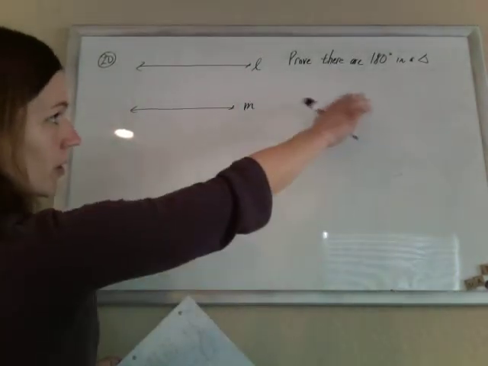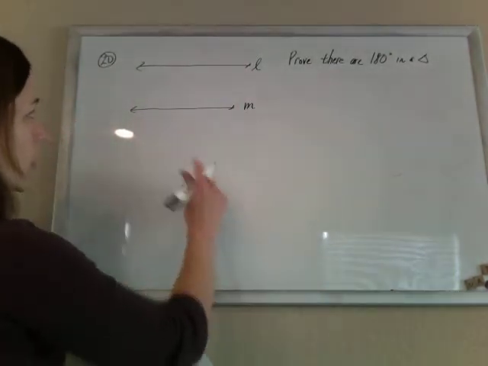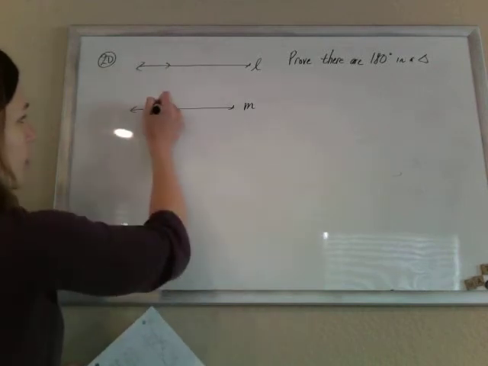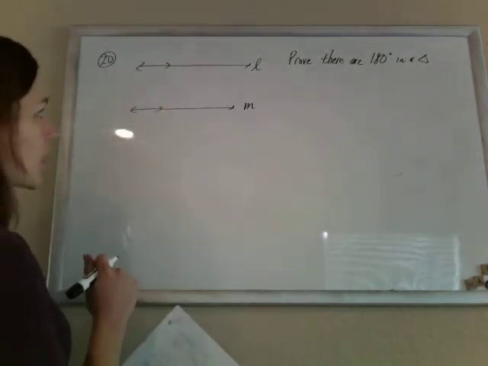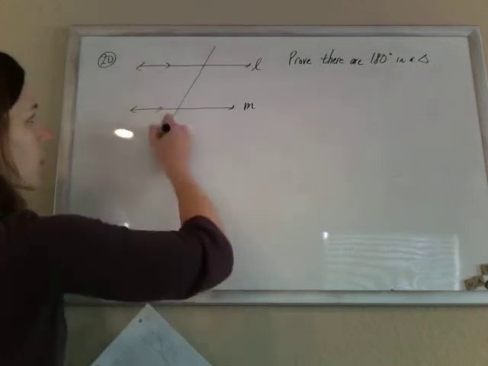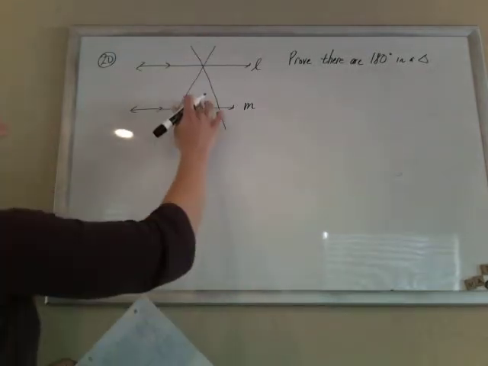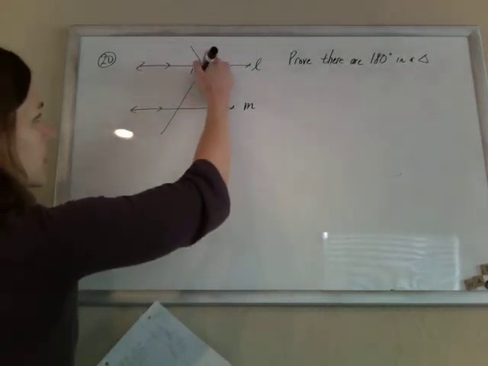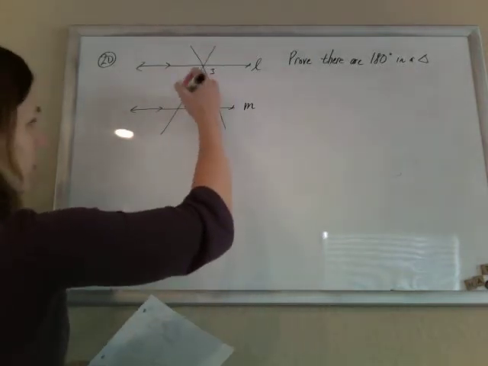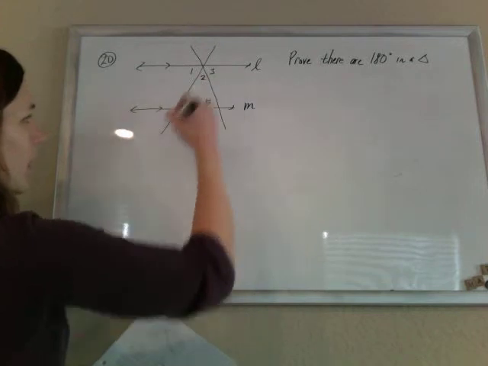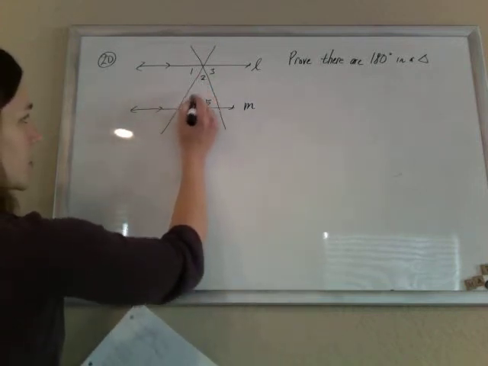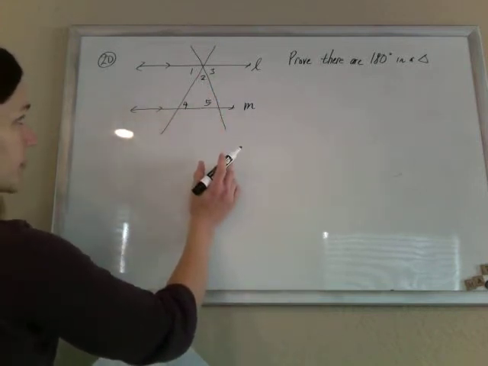So to prove that there are 180 degrees in a triangle, we're actually going to start with two parallel lines. We can draw some parallel lines, we can draw some transversals to create a triangle. And I'm going to label all these angles that I made, 1, 2, 3, 4, 5. And I would love to prove that 2 plus 4 plus 5 is 180.